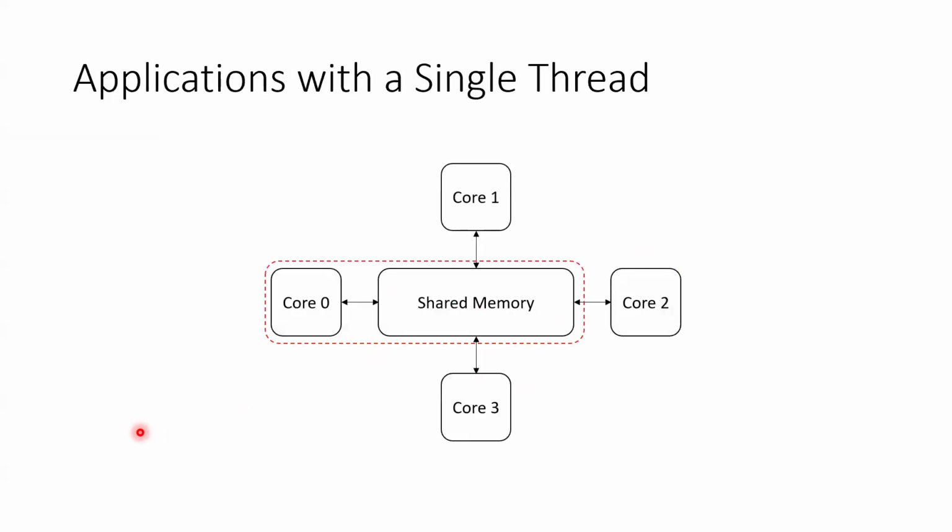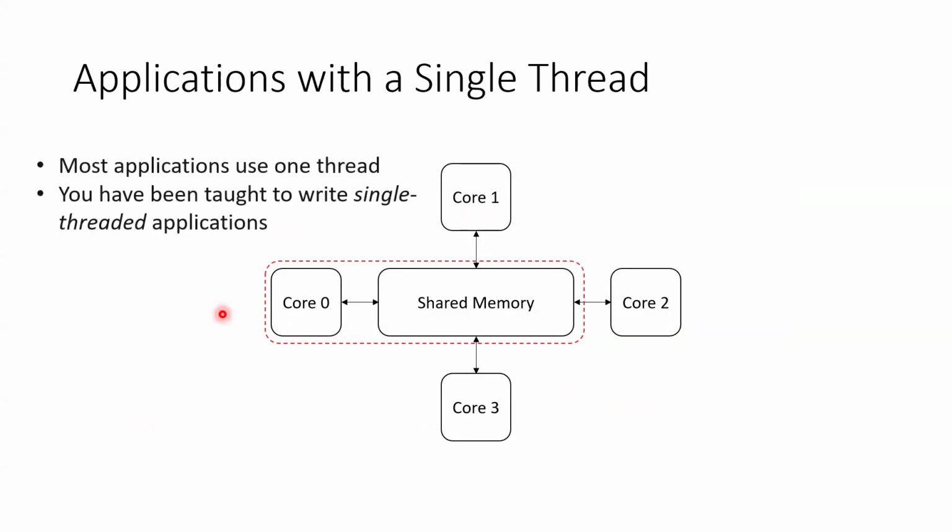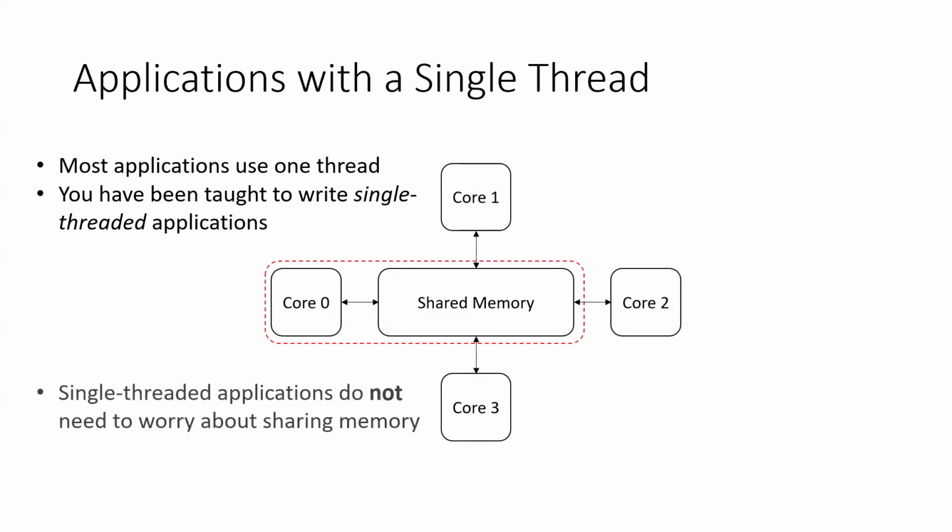In a single-threaded program, only core 0 is used, and it has the entire shared memory to itself. Most applications use one thread. Most of the applications you write use one thread, unless you specifically tell it to run multi-threaded. You have been taught to write single-threaded applications, assuming there's no one else sharing the same memory with you, because single-threaded applications do not need to worry about sharing memory. All other 3 cores are idle.